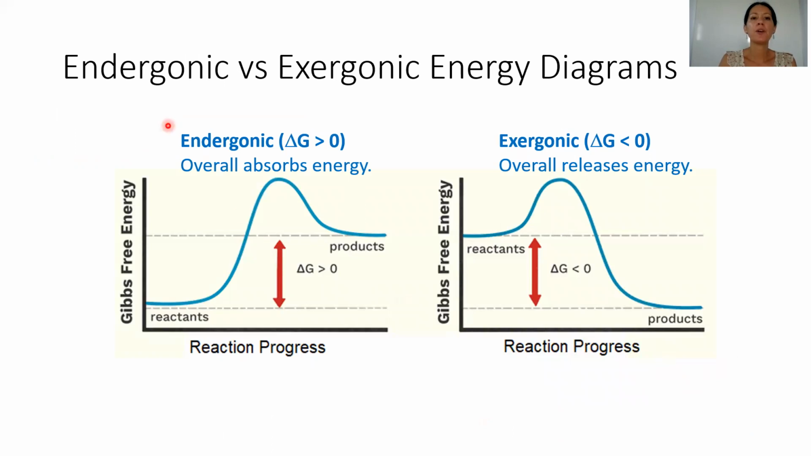So here's our endergonic and exergonic discussion. The energy diagram I showed on the previous slide looks like the one on the right. That's exergonic, overall releasing energy. Endergonic is overall absorbing energy. You start out with the reactants at a lower energy, and then you increase the energy, climb this hill, but you never really release fully down. You just release a little bit. So your products are higher in energy.